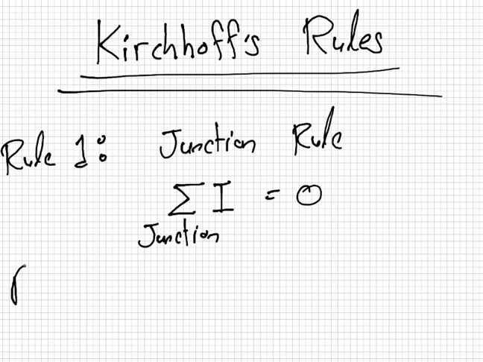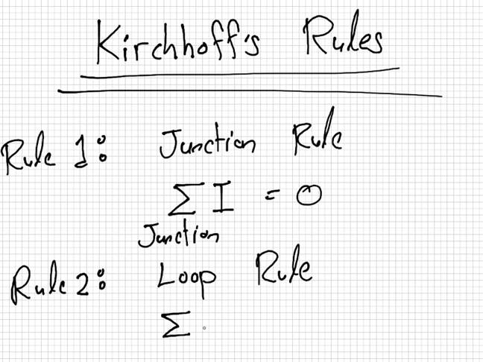Now, I need to explain what that means with an example, but that's his first rule, the junction rule. And rule 2 is called the loop rule. And it means if you add all the voltages around a loop, the total is also 0. That's great, Mr. Kirchhoff, but what does that mean for me in my life? So I'll do some examples now.